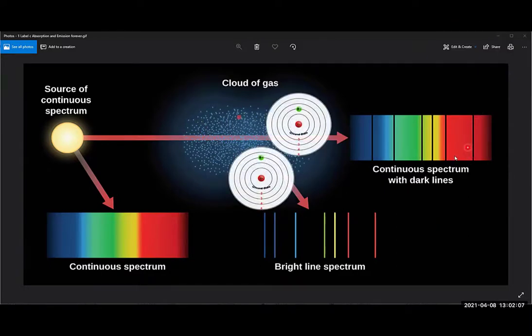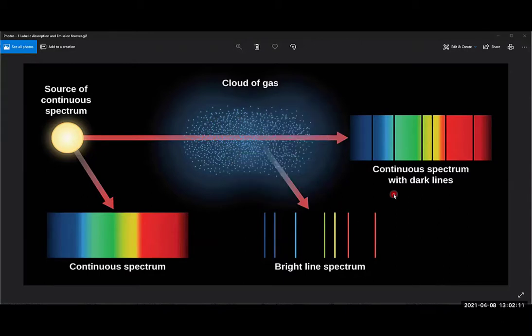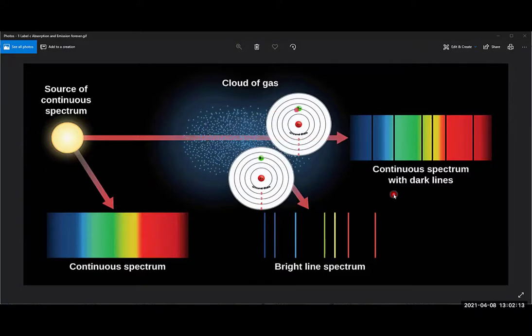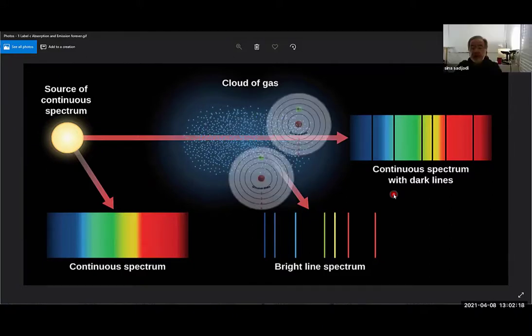I have a question. Yes, please. Do the lines on the bright line spectrum, are those the same as the dark lines on the continuous spectrum? Very good. Exactly.